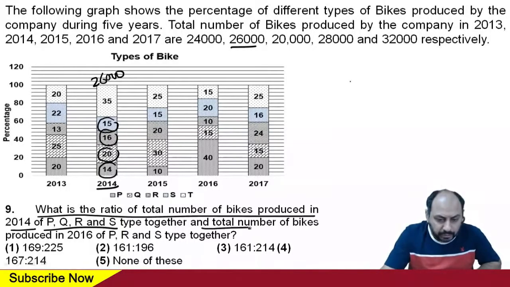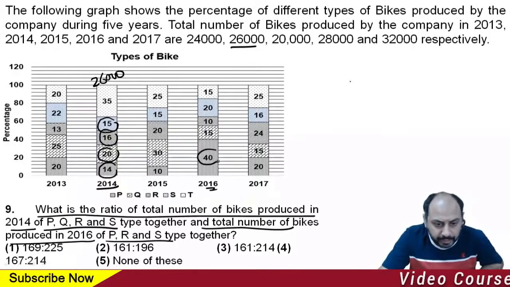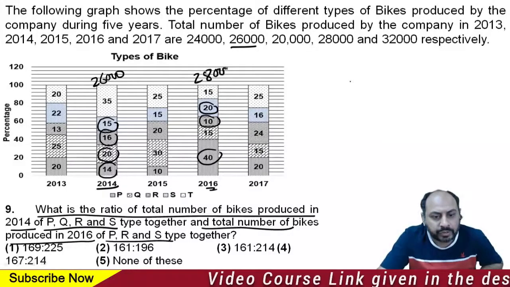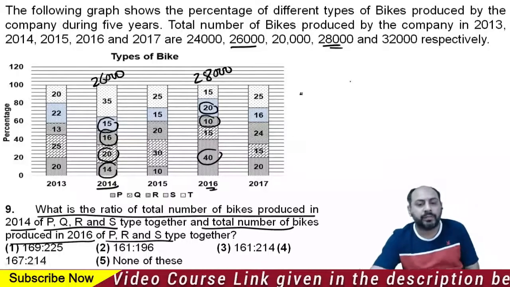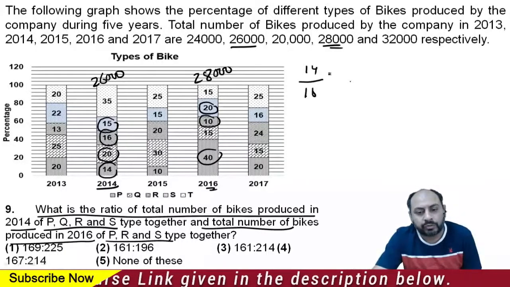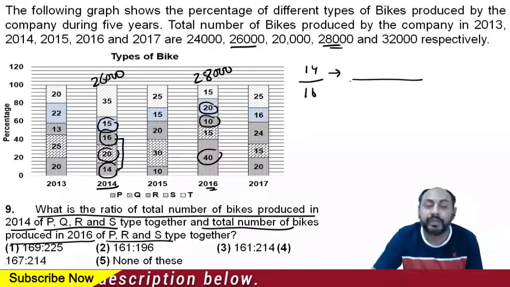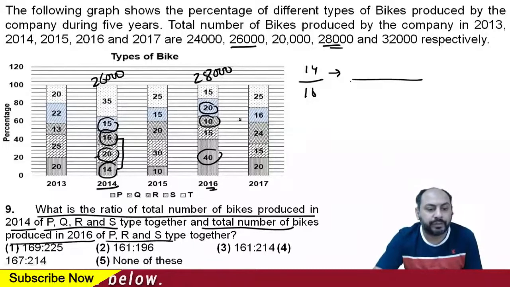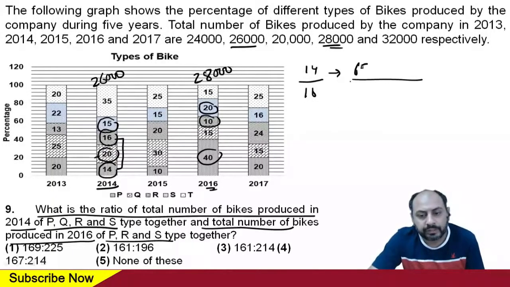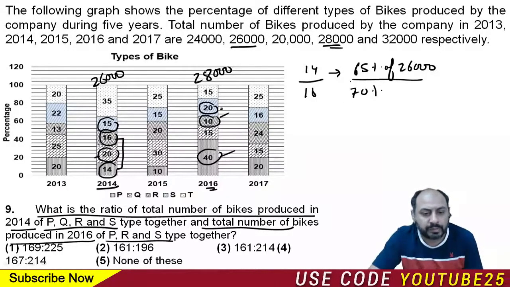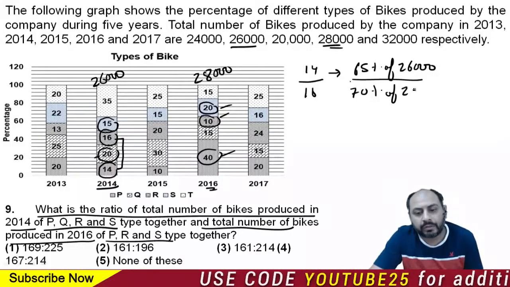And the total number of bikes produced in the year 2016 for P, R, and S together, where the total production is 28,000 for the year 2016, right? So for 2014 to 2016, we're supposed to find the ratio. For 2014, 16 plus 14 makes 30, 30 and 20 is 15, and 50 and 15 is, say, 65% of 26,000. In the denominator we'll have 70%, 40 plus 10 plus 20, of 28,000.